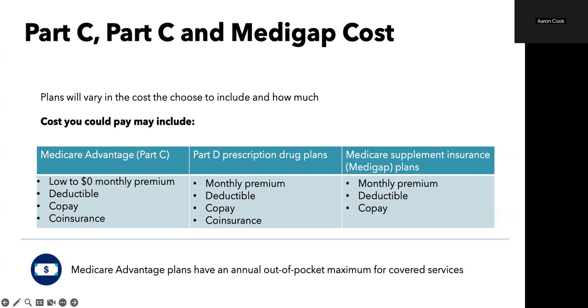With the Part D prescription drug plan, most plans may have a monthly premium. It's going to be anywhere from $10 to $20. You will have a deductible. And again, this deductible is separate from either your Medigap or your Part C plan. You may have a copay and coinsurance, and this typically varies based on the tier of the drug you're purchasing, as well as which coverage area you're in.